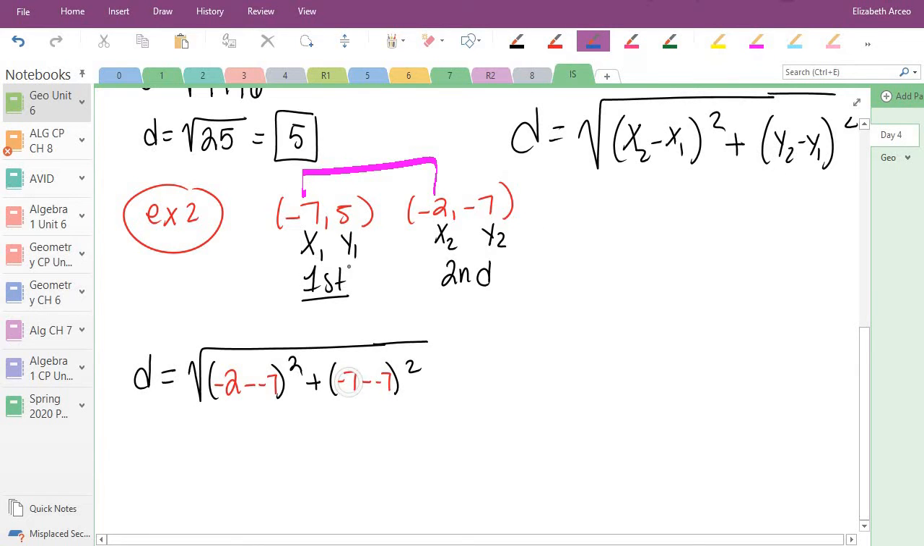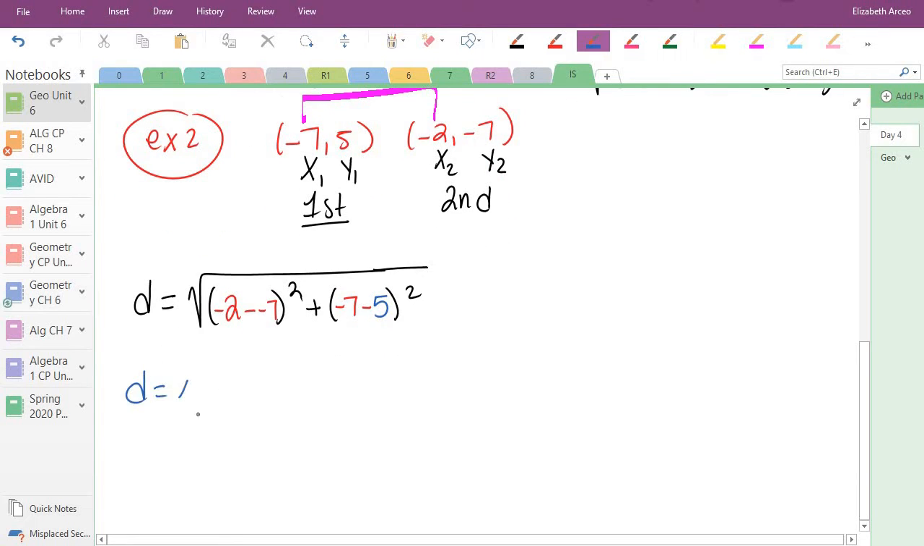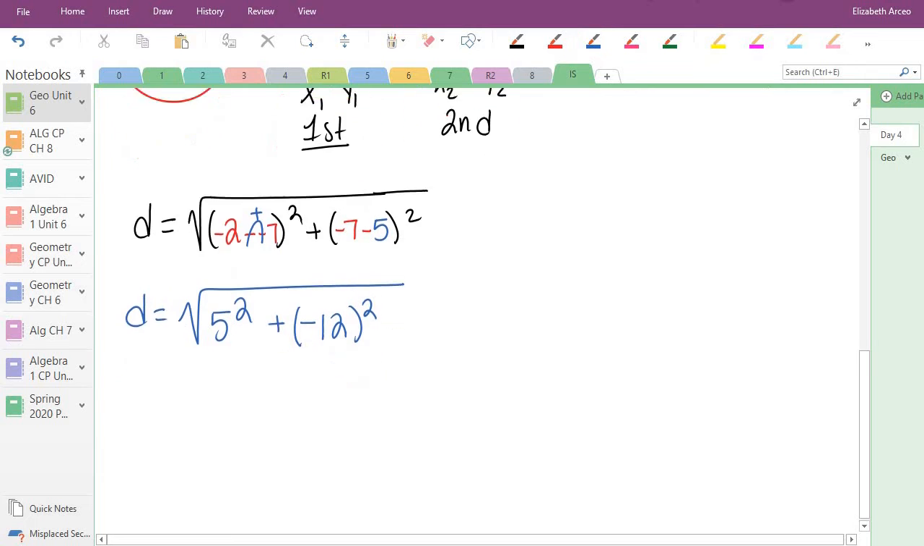Y2 is negative 7, but y1 is 5. So I messed up right there. That is a 5. Okay? So distance is equal to, double negatives become a positive, and we have negative 2 add 7 is 5 squared, add negative 7 minus 5 is negative 12 squared.